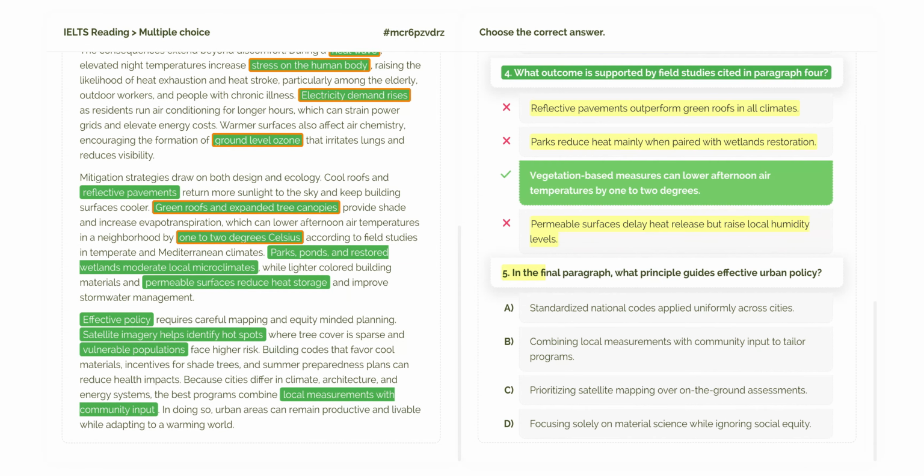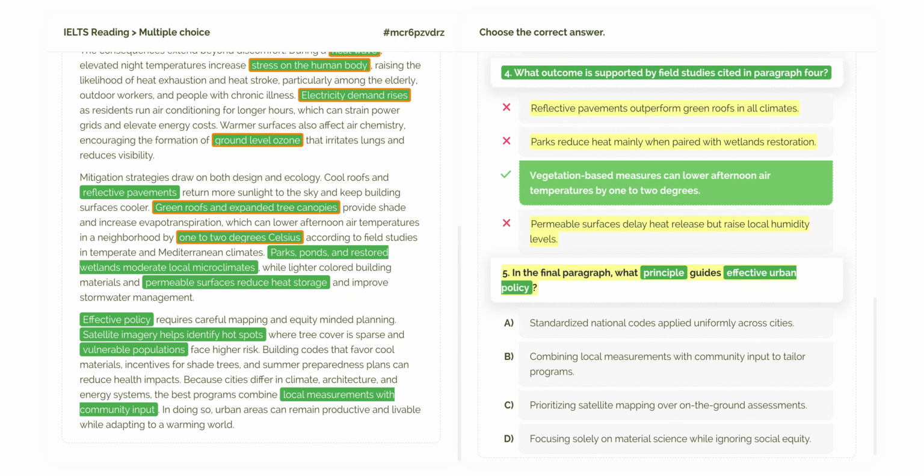In the final paragraph, what principle guides effective urban policy? Here's our last question. It asks about the principle that guides effective urban policy, and we need to look in the final paragraph. A principle is a fundamental idea or rule, so we are looking for the main recommendation for creating good city policies on this issue.